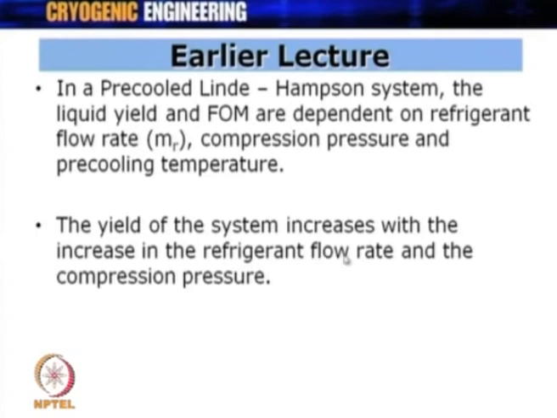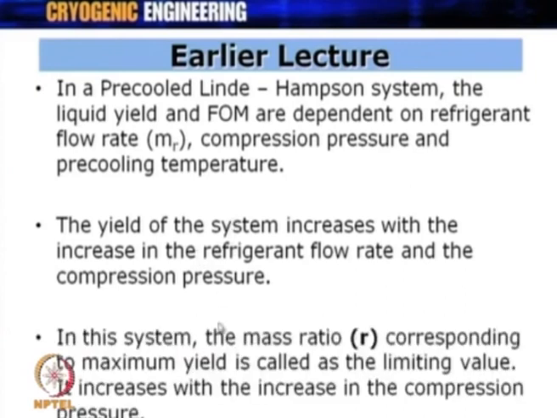Naturally, increased refrigerant flow rate means increased cooling effect, and if we increase the compression pressure, in that case also the yield increases. So, one can understand that as the flow rate increases, we get more benefit in terms of Y. In this system, however, the mass ratio R corresponding to maximum yield is called the limiting value. That means one cannot go on increasing the refrigerant flow rate M dot R. It has some limiting value, and we have talked in detail about what this limiting value is all about.